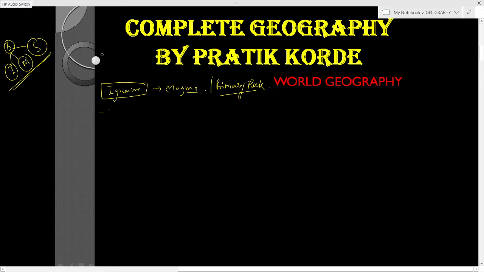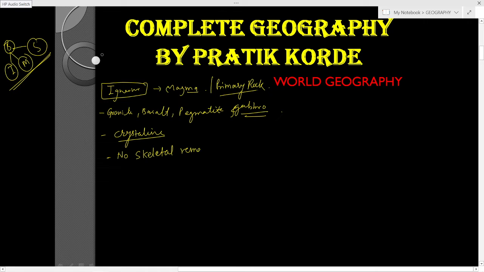Second, there are certain examples such as granite, basalt, pegmatite, and gabbro. So these are certain examples of igneous rock. Now we'll talk about the igneous rocks' characteristics. First characteristic is crystalline. It contains no skeletal remains, because at the time of formation of magma, we will see that.